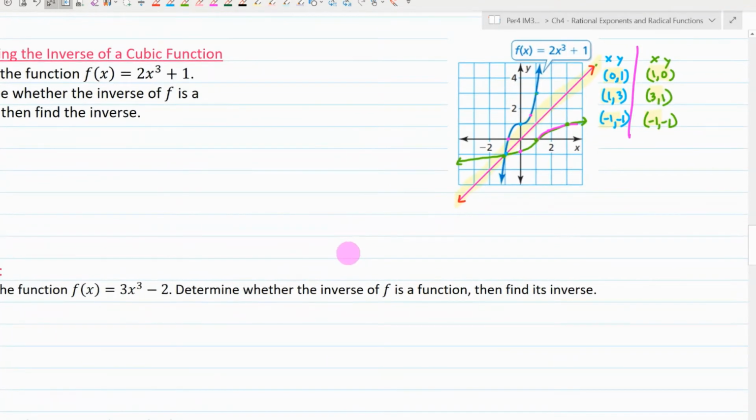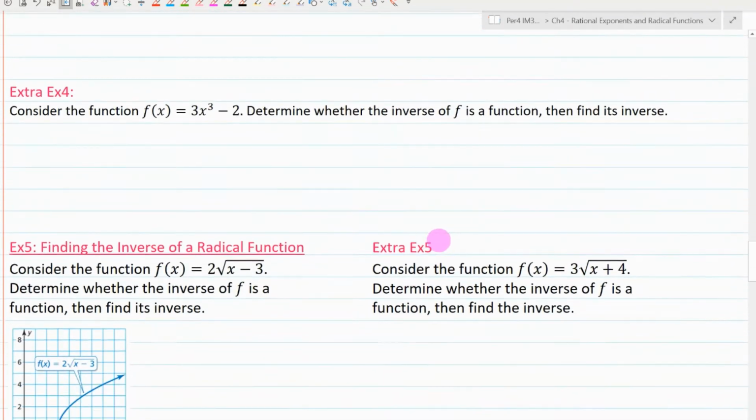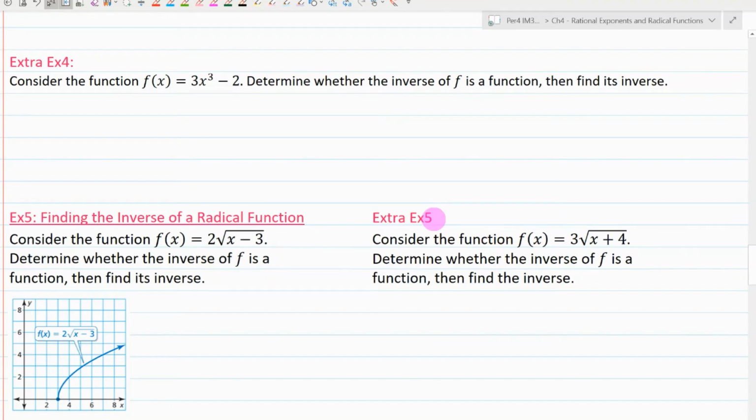All right, let's go ahead and actually do some of these. Okay, so let's go ahead and do this example. All right, so we're going to work this out and find the inverse function of this. So y is equal to 3x to the third minus 2. Then we're going to switch the x and the y. So x is equal to 3y to the third minus 2. And then we're going to solve for y. So we're going to do the adding and subtracting first. So that's going to become x plus 2 is equal to 3y to the third.